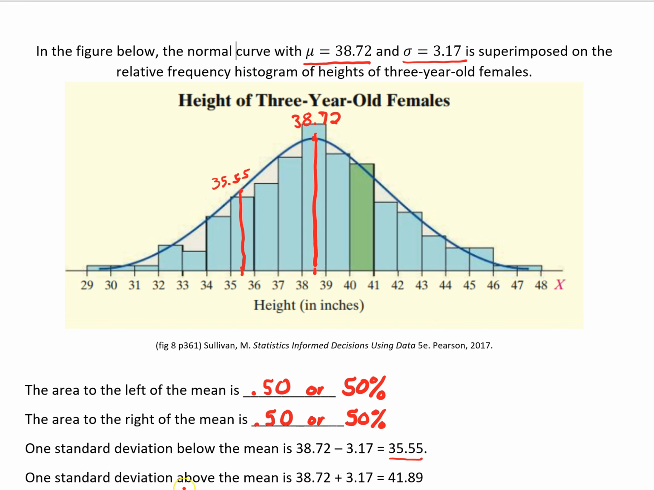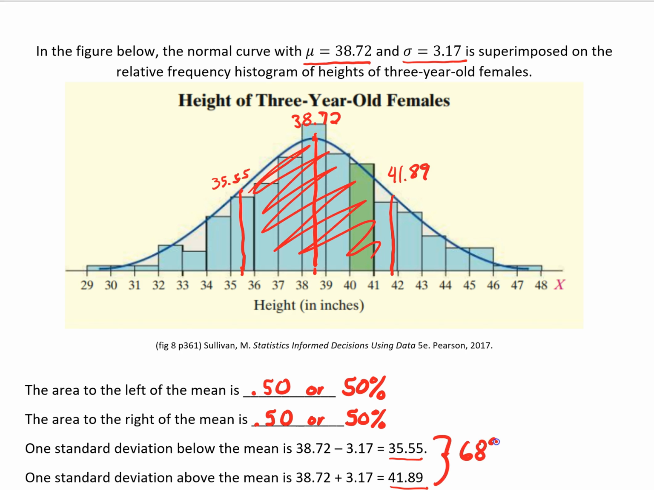Likewise, if I want to know the value for one standard deviation above the mean, I would add the standard deviation onto the mean and have a value of 41.89. It is helpful to know where one standard deviation below and above the mean is, because the percent of the population between those values is approximately 68%, meaning about 68% of the 3-year-olds will have heights between 35.55 inches and 41.89 inches.